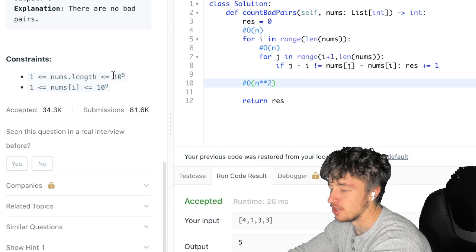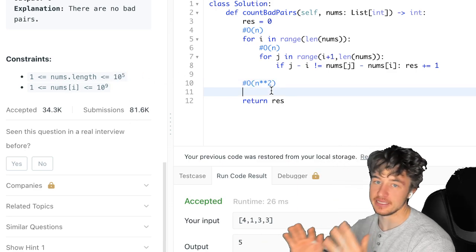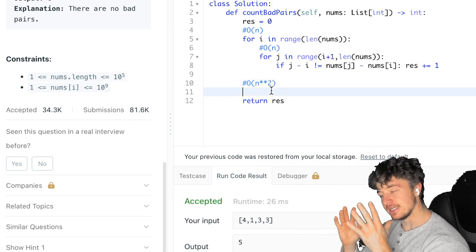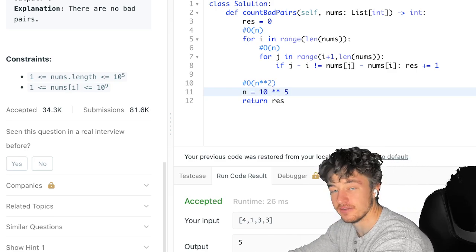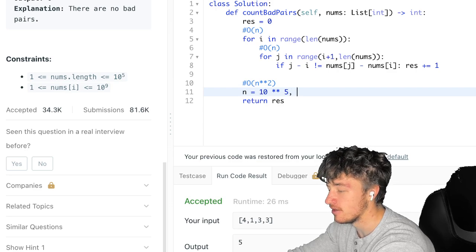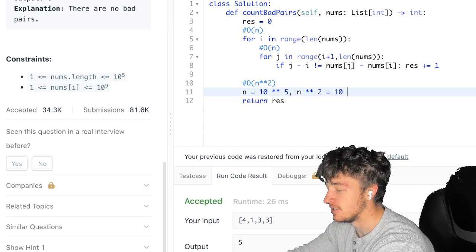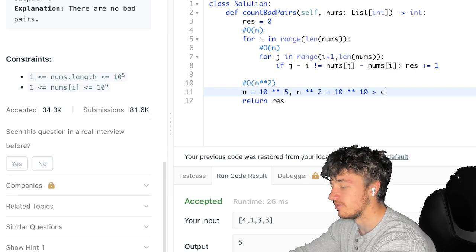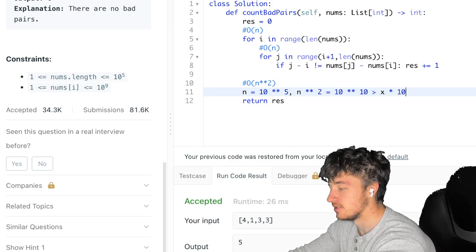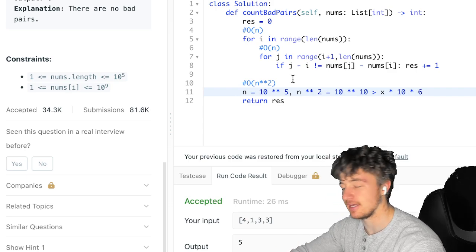And O of n squared isn't going to work for 10 to the 5, because generally LeetCode solutions should be around 10 to the 6. If n was, in the worst case, 10 to the 5, that would mean n squared is 10 to the 10. That's far exceeding our rough limit of something like 10 to the 6.